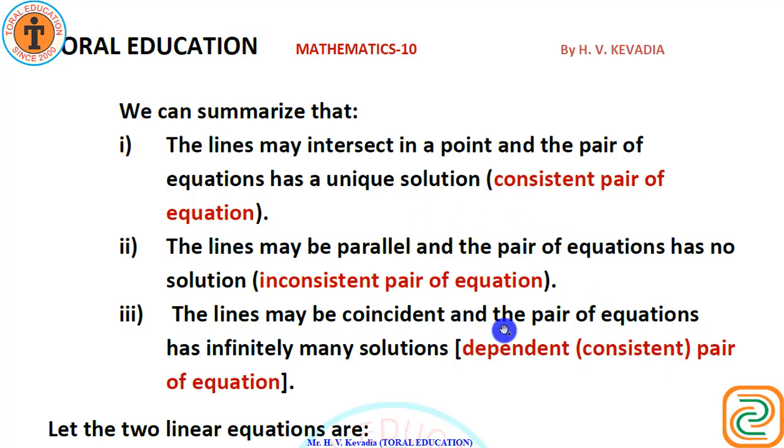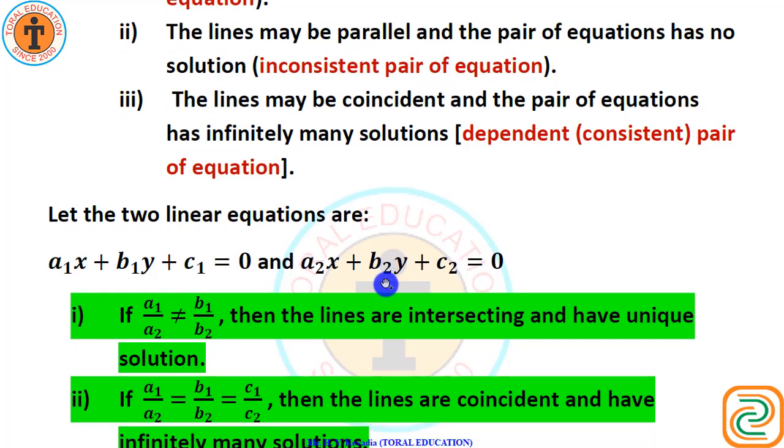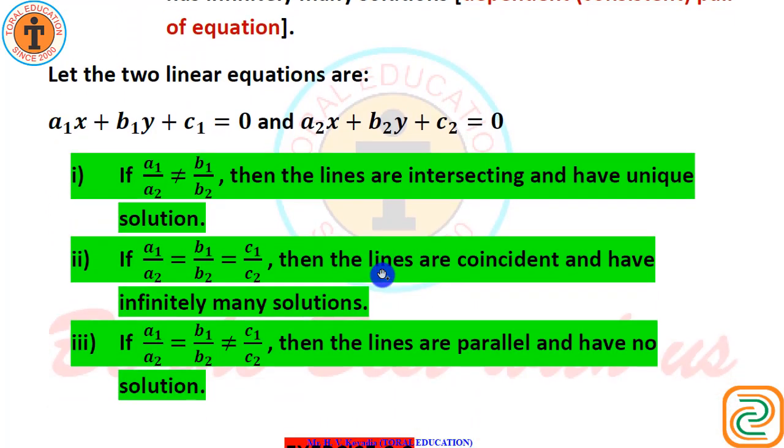In short, if the pair of equations has a solution, then it is consistent, and if it is parallel, there is no solution, then it is inconsistent. This must be cleared before going ahead. Now look at the equations. Here are the two equations, a1x plus b1y plus c1 equals 0 and a2x plus b2y plus c2 equals 0.